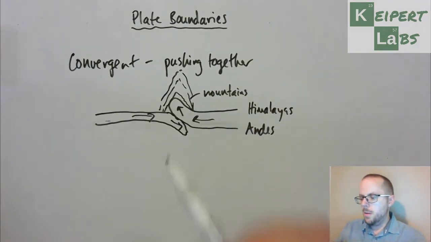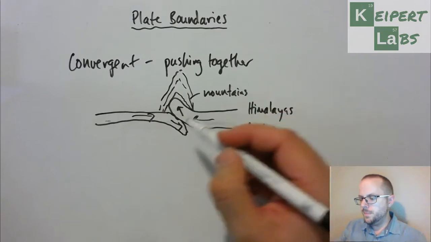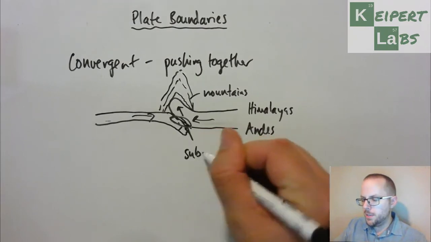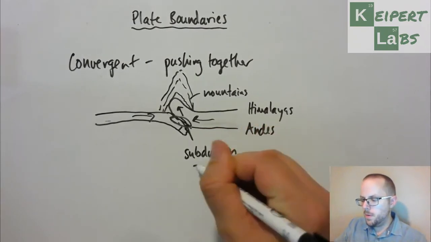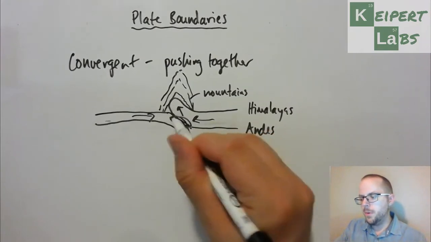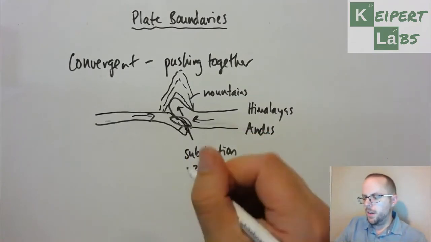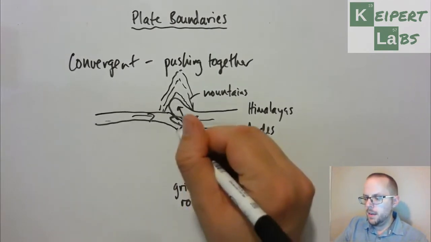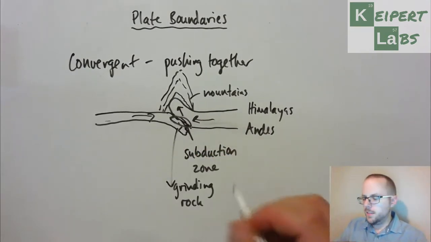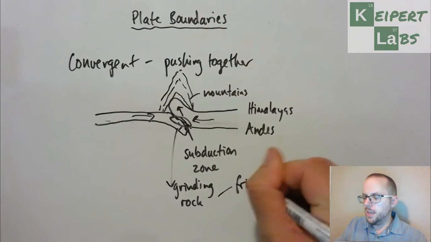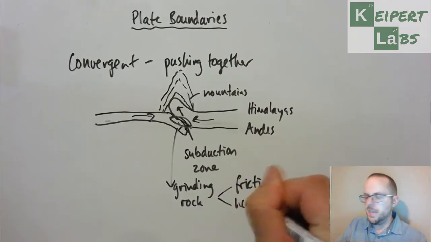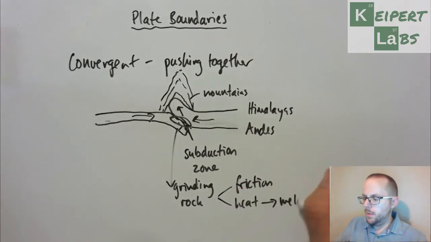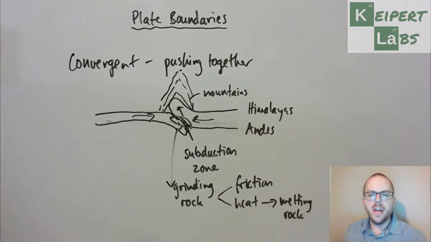Okay, and what we see is that this point here, in this gap in the middle, is known as a subduction zone. There's this point at which they're meeting and grinding against one another. So grinding rock is what's happening at this point. So we've got heaps of friction, which means that we've got lots of heat as they're rubbing together. And what that ends up being is that we end up melting rock due to that heat and that friction.